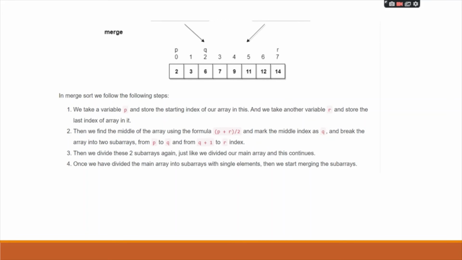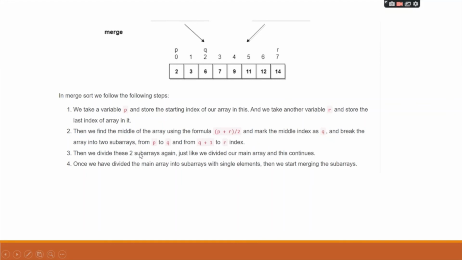We'll be taking a variable called p and storing the starting index of our array in it. We'll be taking another variable r and storing the last index of the array in it. Then we'll be finding the middle of the array using the formula (p + r) / 2, marking the middle index as q, and breaking the array into 2 subarrays: from p to q, and from q + 1 to r, as shown in the figure.